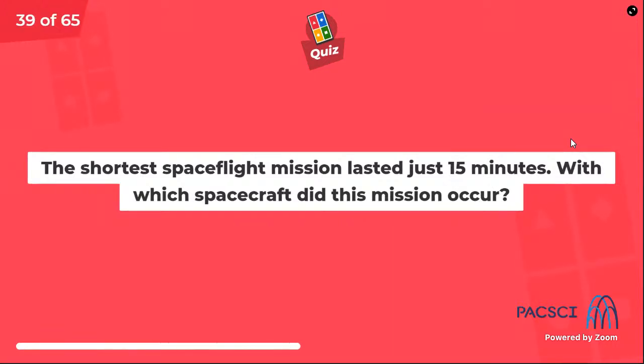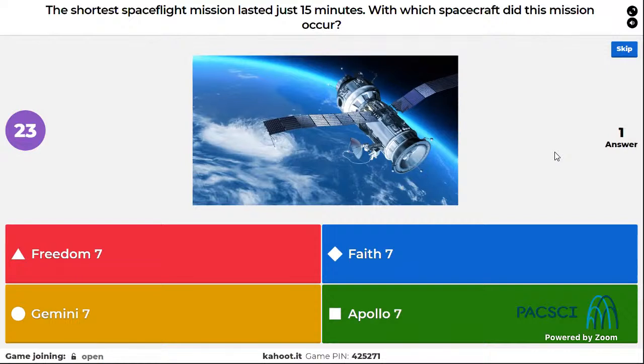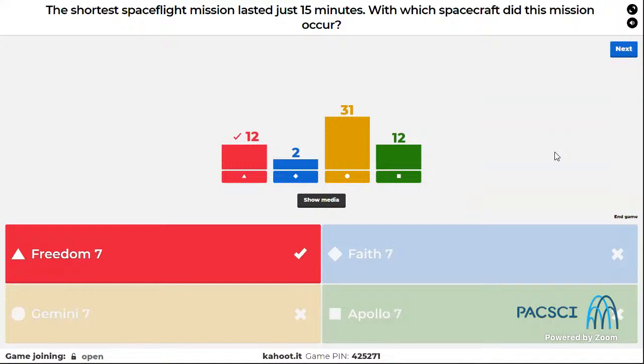The shortest space flight was just 15 minutes. Is it from Freedom 7, Faith 7, Gemini 7, or Apollo 7? Now, we have a spacecraft at the Science Center. That was one of my favorite memories of going there with my daughter when she was younger, to be able to sit in that spacecraft. It's amazing how I can imagine sitting in something fairly small for just 15 minutes. But some of the missions that used those spacecrafts were much longer.